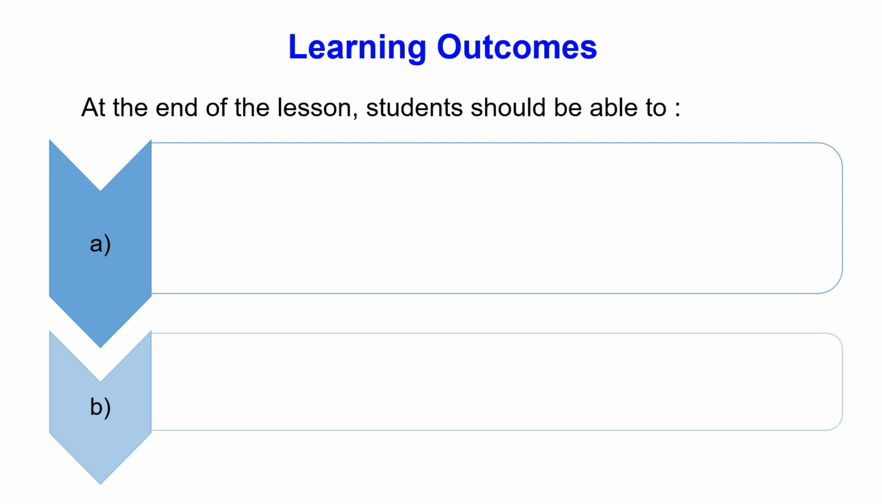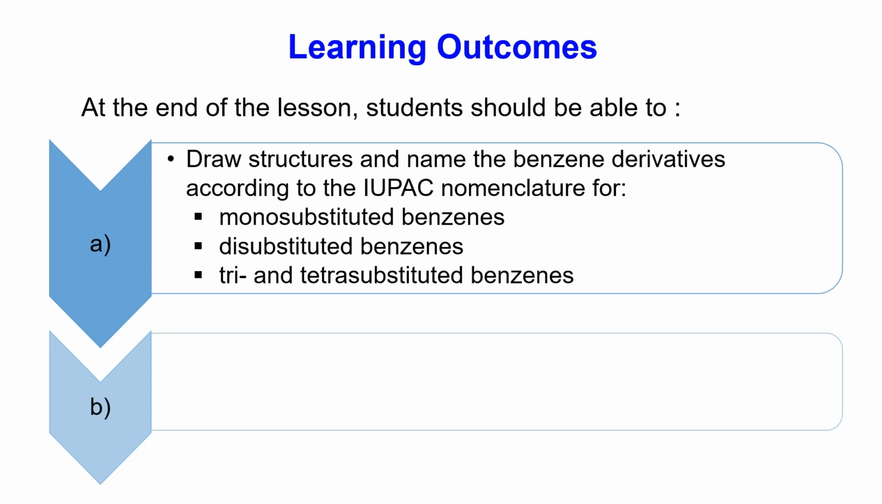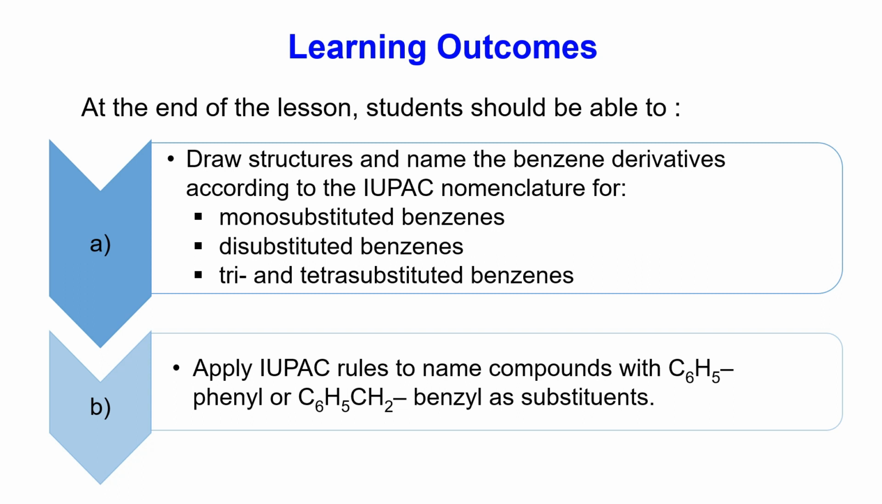As the learning outcomes, you should be able to: A. Draw structures and name the benzene derivatives according to the IUPAC nomenclature for mono-substituted benzenes, di-substituted benzenes, and tri- and tetra-substituted benzenes. B. Apply IUPAC rules to name compounds with C6H5 for phenyl or C6H5CH2 for benzyl as substituents.